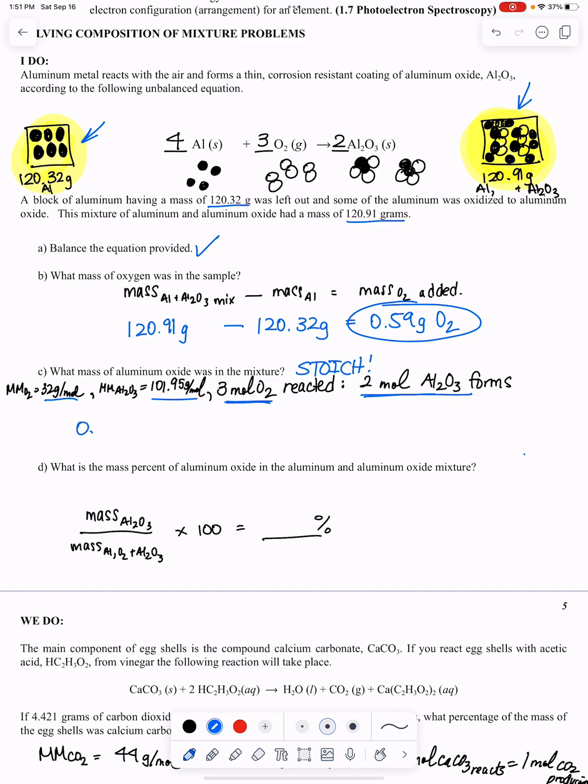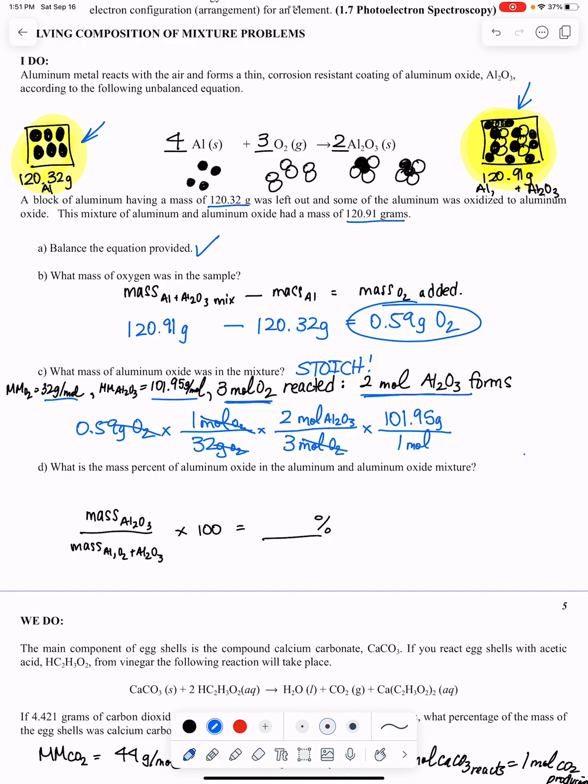So I'm going to start with my 0.59 grams of O2. I'm going to convert that to moles by dividing by its molar mass. Then, now that I have moles of oxygen, I could do my mole ratio here. For every 2 moles of aluminum oxide formed, 3 moles of oxygen are used. This leaves me with my moles of aluminum oxide that I could then multiply by its molar mass to get the grams of aluminum oxide that are present. And if you do all this math, you should get approximately 1.25 grams of aluminum oxide.